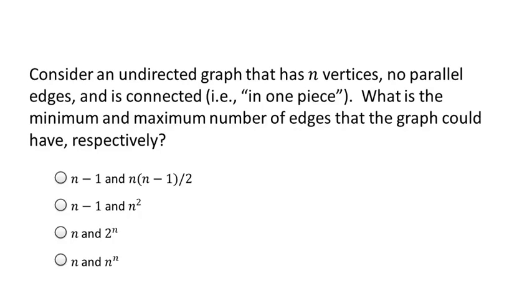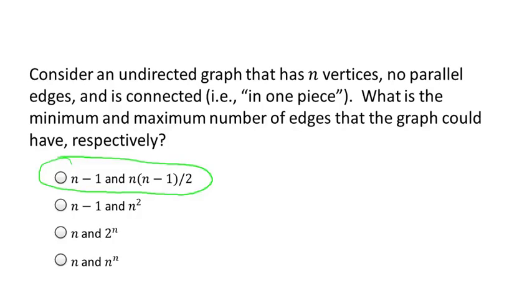All right, so the correct option is the first one. The fewest number of edges that a connected undirected graph can have is n minus 1, and the maximum number of edges that an undirected graph with no parallel edges can have is n times n minus 1 over 2, better known as n choose 2.